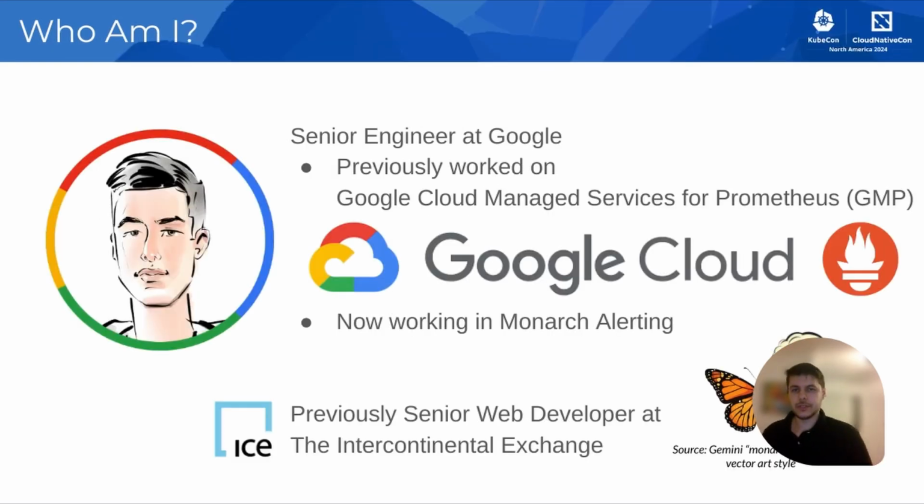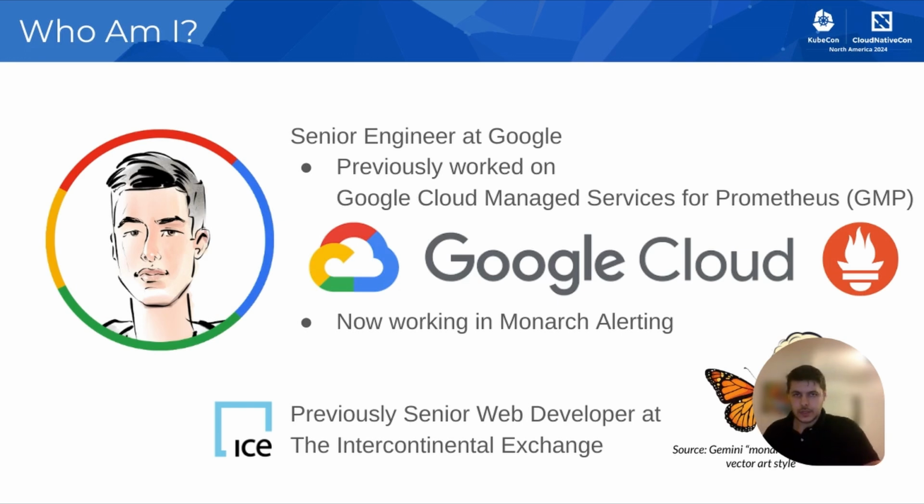So who am I? As I mentioned, my name is Daniel. My picture there is a little bit outdated, but whose is it? I've been working in the observability space. Previously, I've worked on the Google Cloud Managed Services for Prometheus, which I will call GMP moving forward. Nowadays, I'm working on Monarch alerting. If you don't know what Monarch is, it is our planet scale time series database at Google. Previously, in a different life, I was a senior web developer at the Intercontinental Exchange.